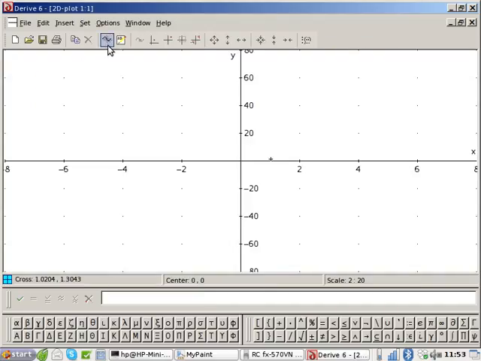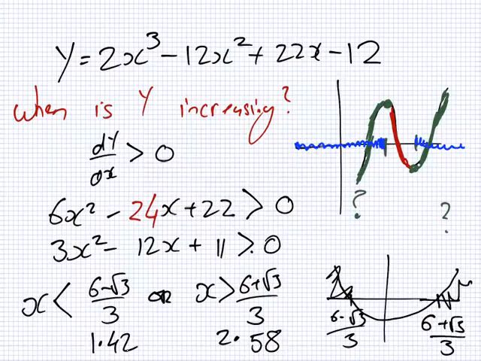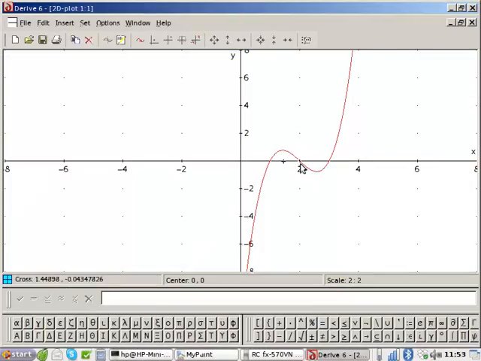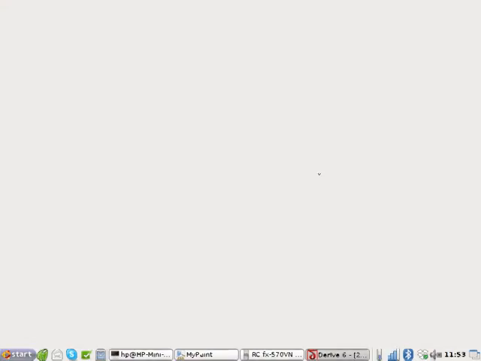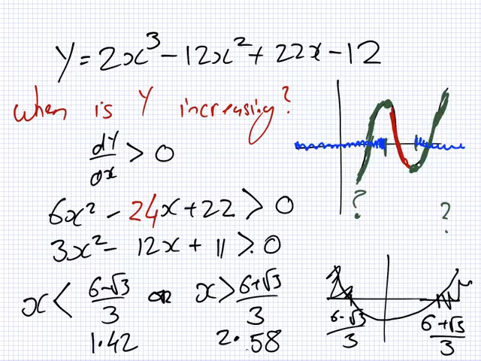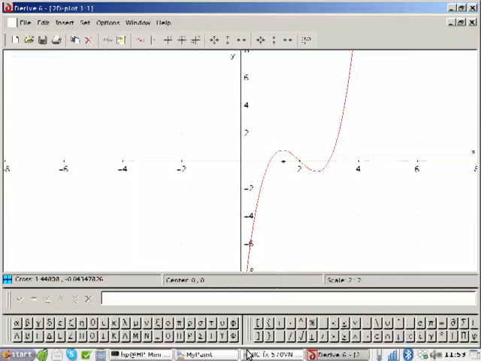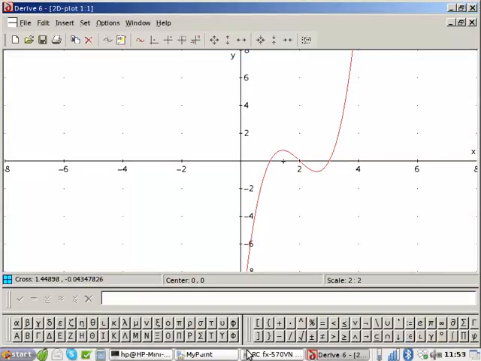When will it be increasing? So, it's increasing all the way up until here, which is around about 1.5. That's this answer. And then it's decreasing, so we don't want this piece. And then it's increasing again from here, which is about 2.5, which is my second answer here. So the answer is correct. It matches up with the graph. Okay. Can I do another one?